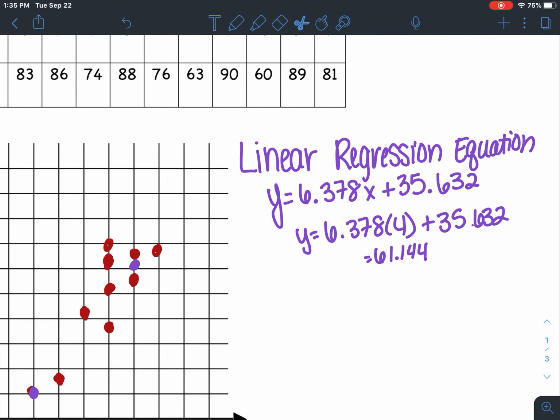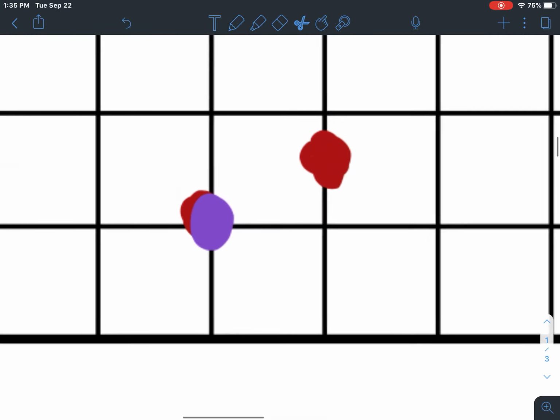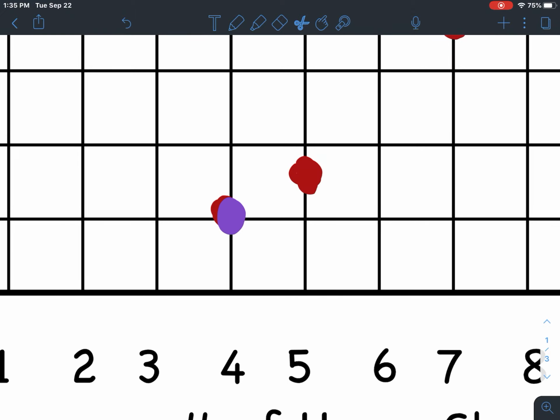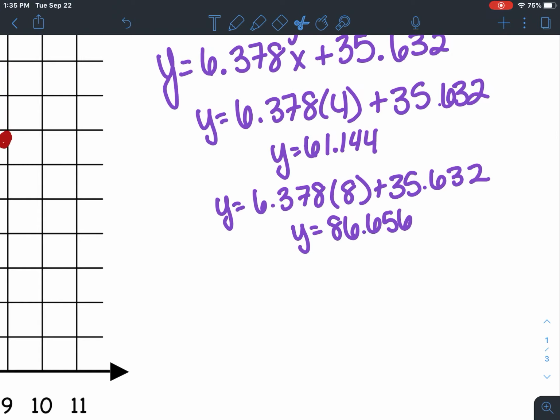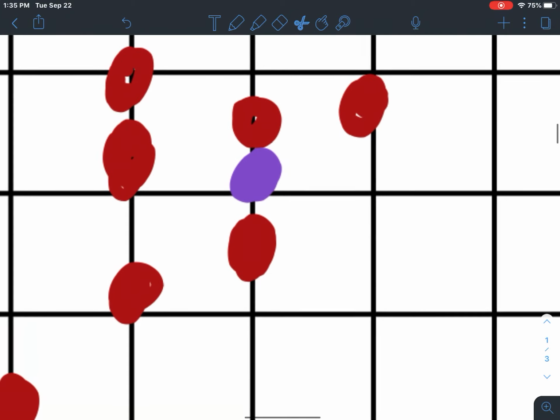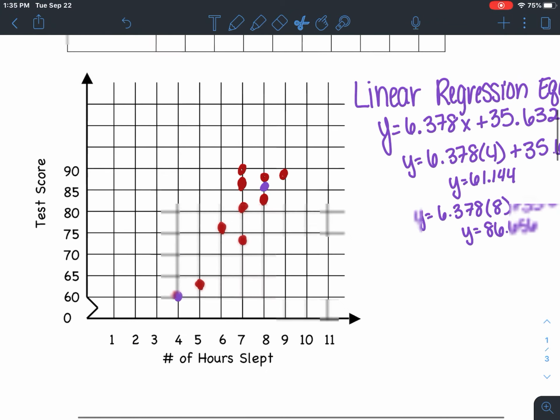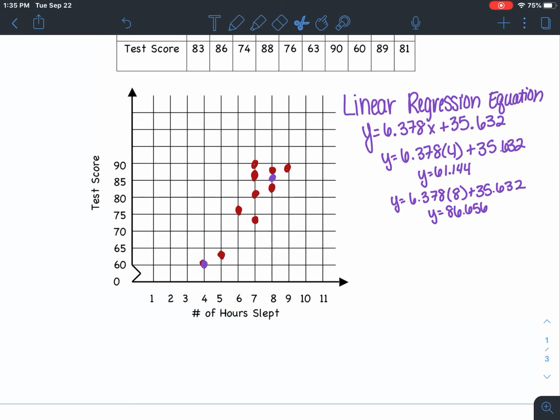So then there's my coordinate, 4, comma 61, and I graphed that. You can see here I had it already there in purple. And then I'll choose the number 8, plugged it into my calculator, got 86.656. And then I took the coordinate 8, comma 86, and I graphed it right here, again in purple. So then I was able to connect the 2 purple dots to create my line of best fit.